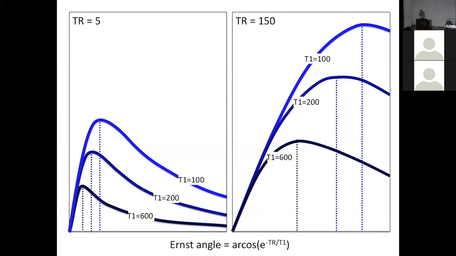So what does that mean? That means that if you're doing a 3D sequence that has a TR of about 5 milliseconds, you're probably going to pick a flip angle of about 15 degrees, because that's going to be the Ernst angle of tissues with a T1 of 100. But if you're doing a TR of 150, you might actually be using flip angles more like 70 to 80, because those are going to be the Ernst angles of things that have T1s of 100 or 200. So can everyone appreciate that you want a higher flip angle when you use a higher TR for similar degrees of T1 weighting?